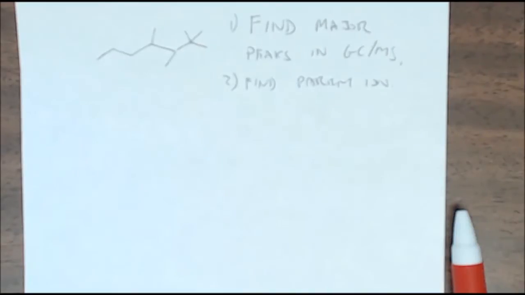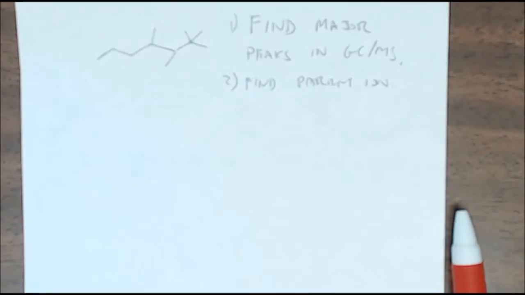All right. Now, I wanted to give you an example of what one of the problems that we do with mass spec looks like. I've got this molecule set up here, and I've just drawn it ball and stick, just so you can see what it looks like. What I want you guys to do is find the major peaks in the GCMS and then find the parent ion of this particular molecule. You don't have to do them in that particular order.